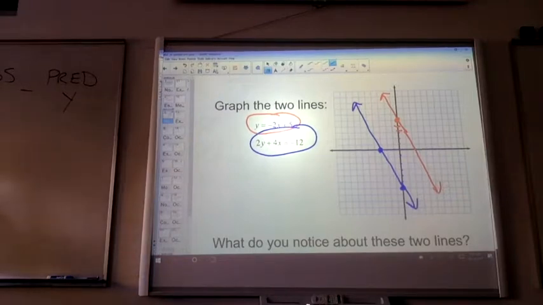What do you notice about these lines? One's red, one's blue. Good. They're parallel. They don't appear to be intersecting. They appear that they are parallel.